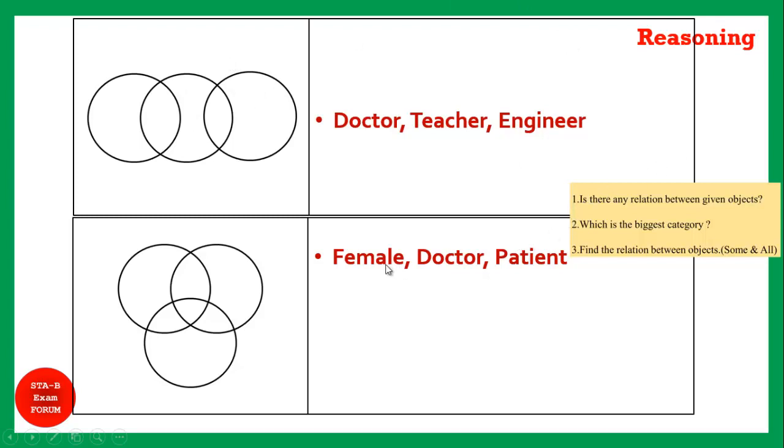Let's see the relationship. Okay, so I made a female circle. So let's see, give the answer. All the doctors are female? No, some doctors are male also. So if I draw these two circles which represent female and doctor, this represents female doctors. Again, a patient can be male or female, and a patient can be a doctor or some other profession. So this represents patient. This is also a very interesting one.